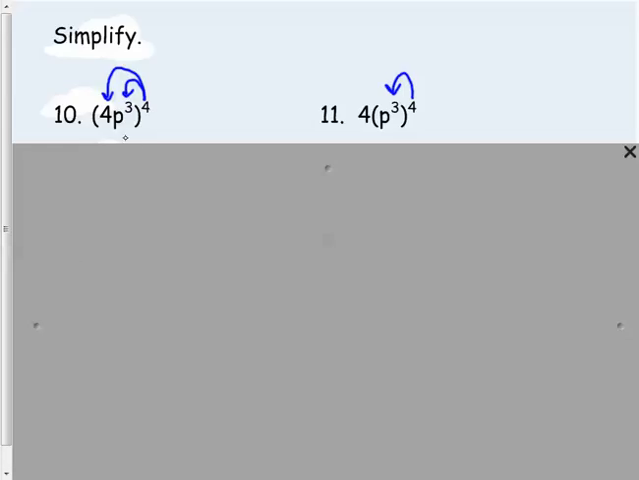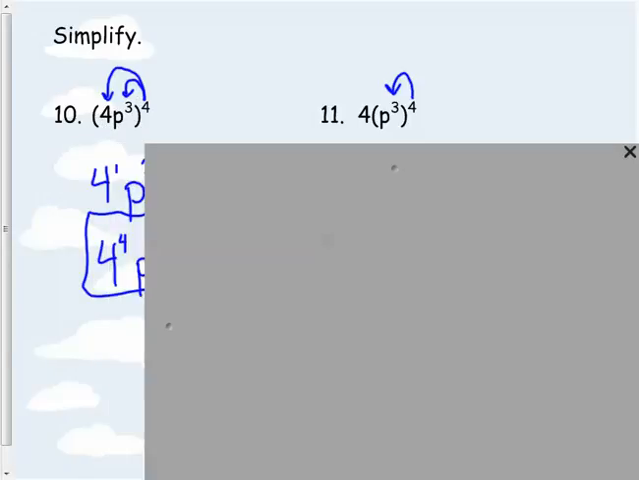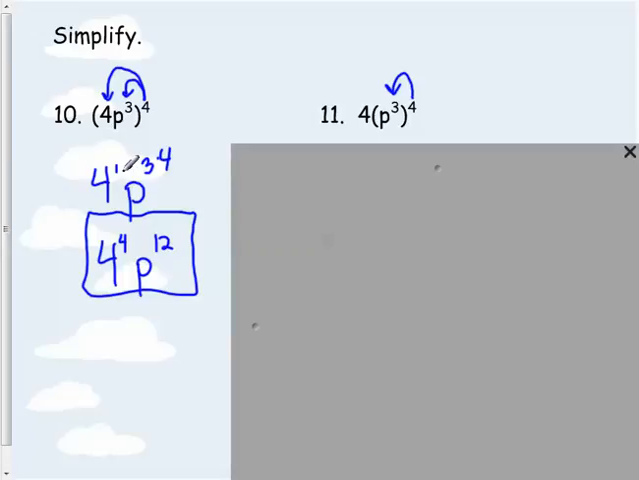Okay, what if we take it a step further and you have another number in the parentheses? Then that 4, your power, gets distributed to both pieces, both the 4 and the p. So in this case, this is a p cubed and this is a 4. So it becomes 4 to the power of 1, p to the power of 3. So you multiply both by 4. So 4 to the power of 4 and p to the power of 12, because 3 times 4 is 12. Try this one for me, and I will show you in just a second.